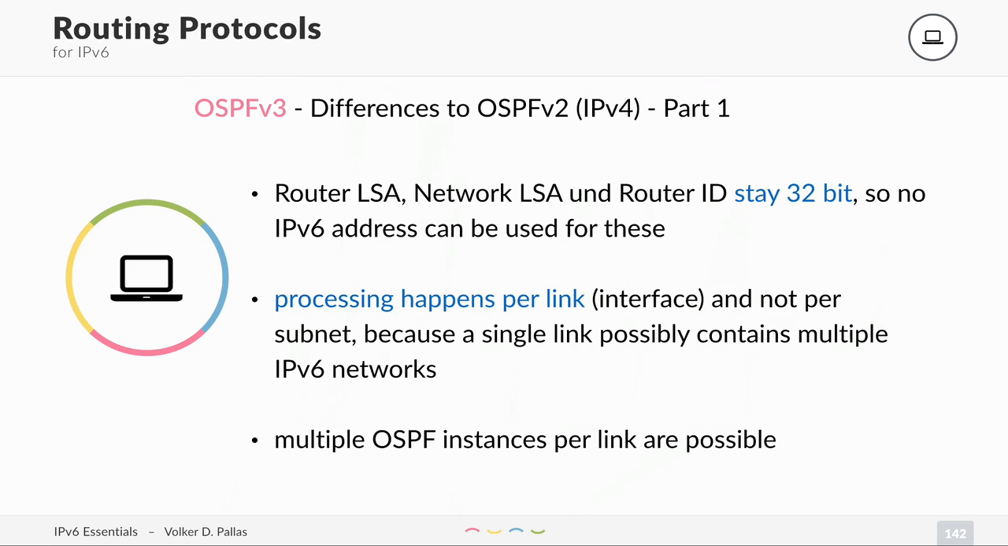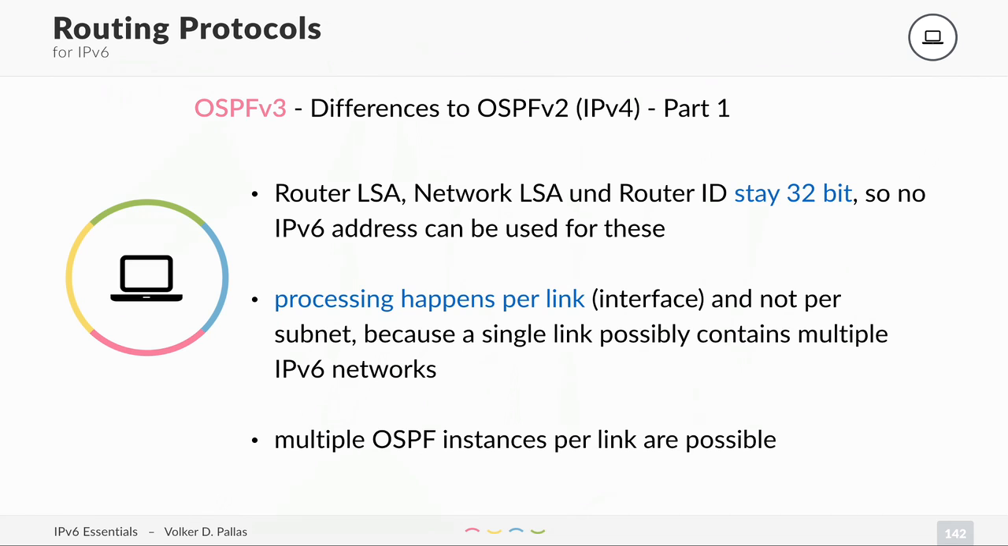We have different LSA types, you know that probably, and the router LSA and the network LSA and also the router ID, they stay 32 bits. So you cannot use an IPv6 address as your router ID. You have to use an IPv4 address. This could be a problem if you have an IPv6 only router. You have to manually set the router ID or else the OSPF process will not start.